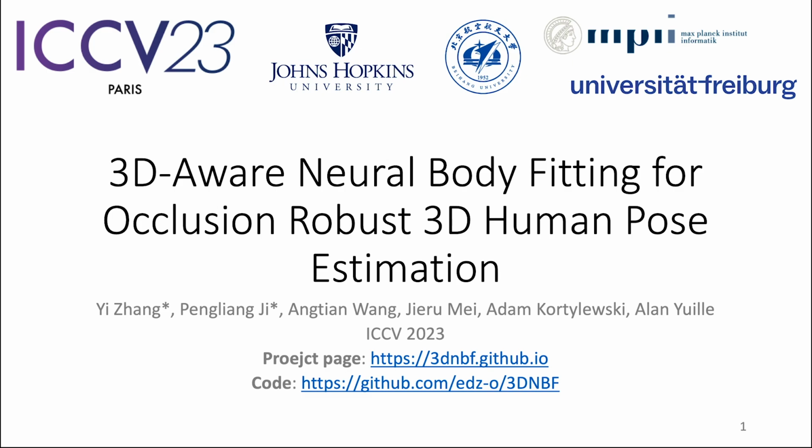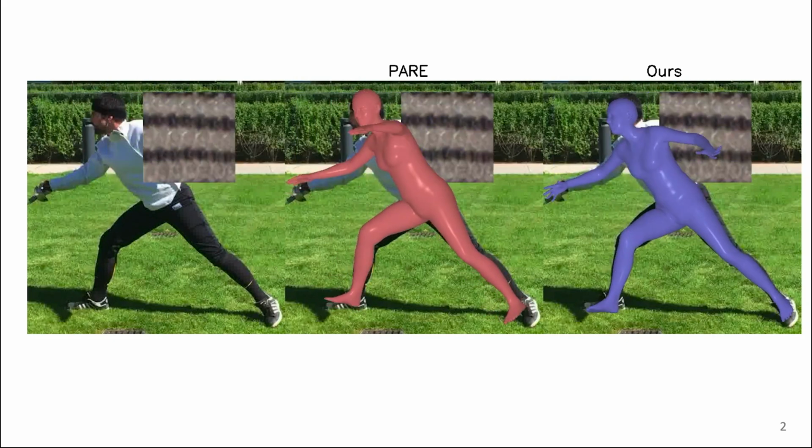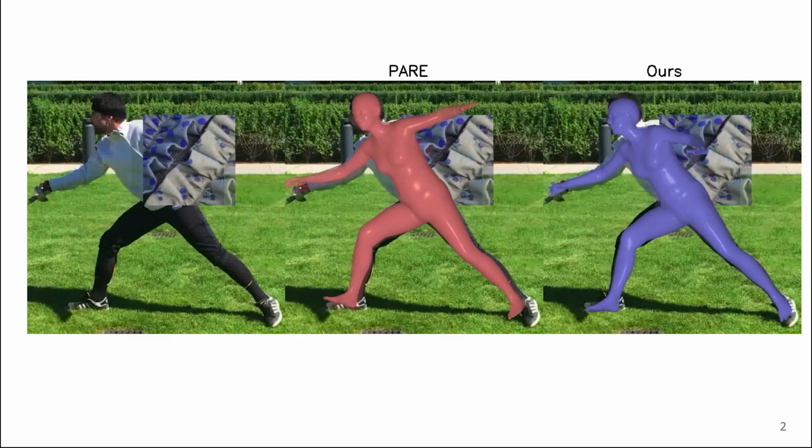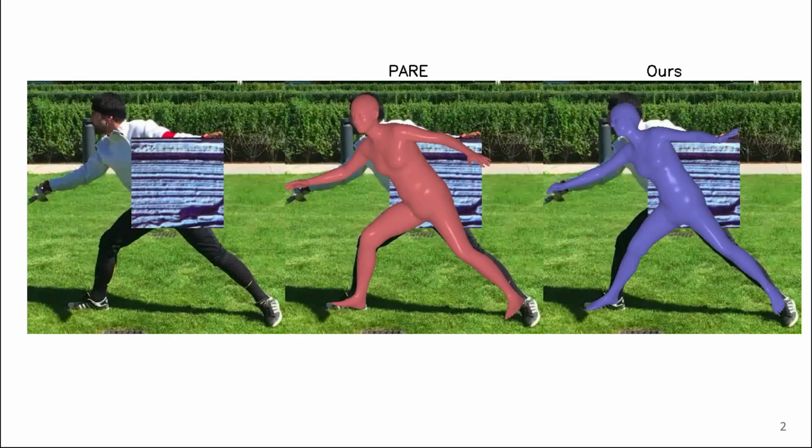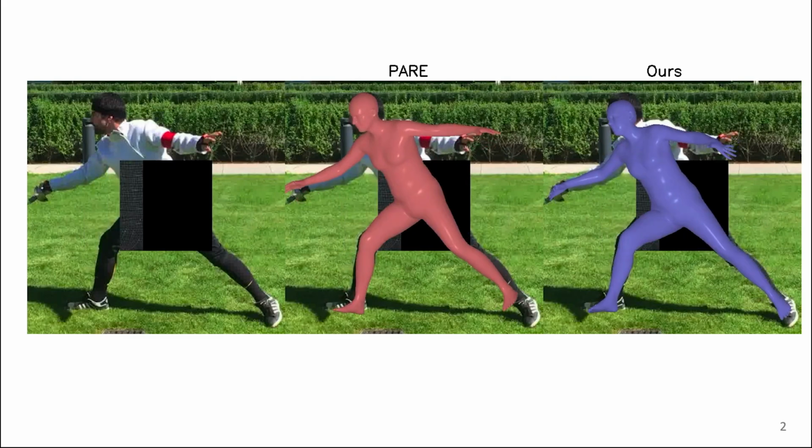We present 3D-Aware Neural Body Fitting for Occlusion Robust 3D Human Pose Estimation, a monocular 3D human pose estimation method that is highly robust to occlusion.